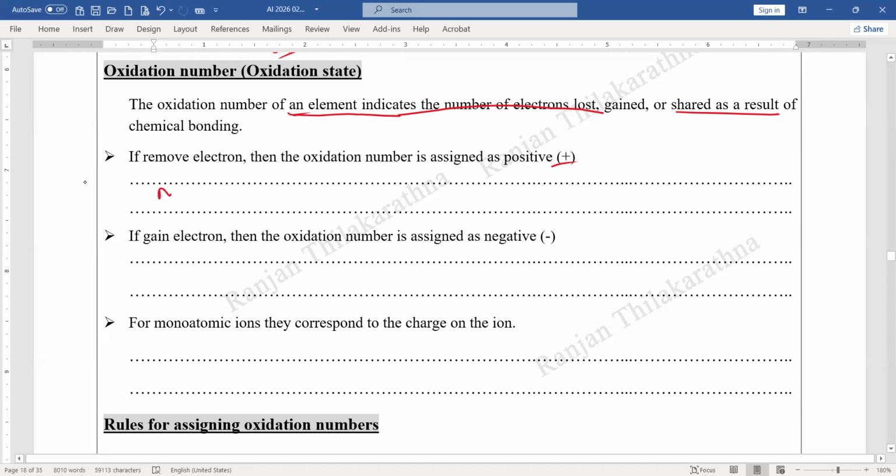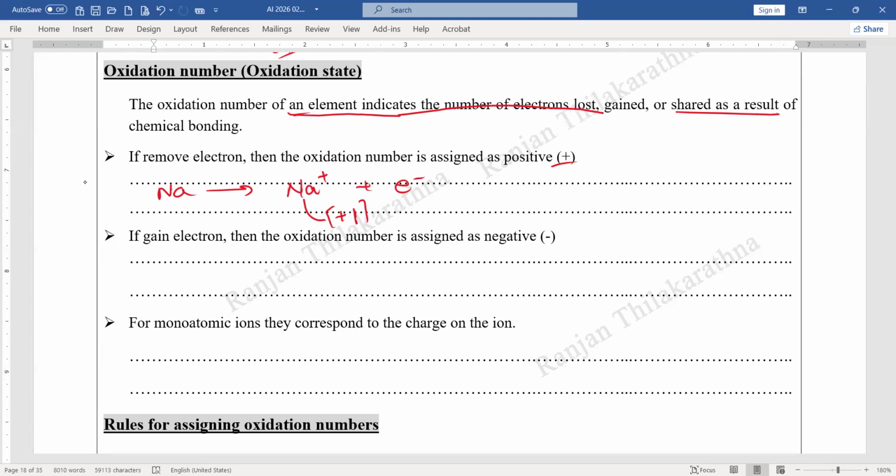Say, sodium will lose an electron like this, then Na+. It lost an electron, so the oxidation number is assigned as positive. Now the oxidation number is +1 here. If you get a single element with a charge, that means this charge is the oxidation state. Here it is +1, positive.